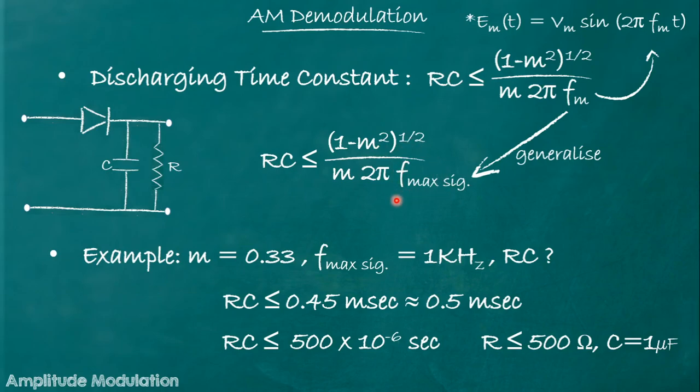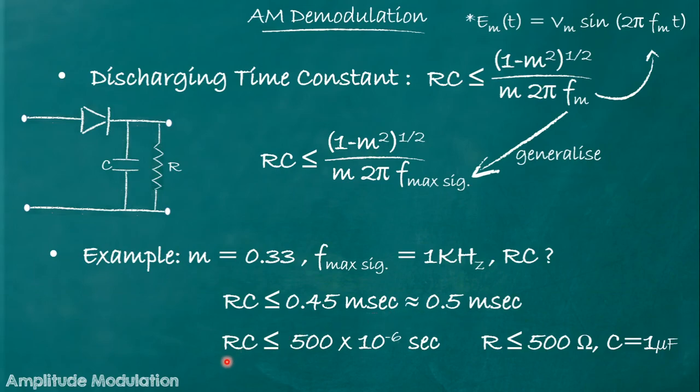So let us take one example. In our example, the modulation index is 0.33 and f max of the signal is 1 kilohertz. Then what should be the value of RC? In this example, we will use this formula. Here, m is given as 0.33 and f max of the signal is given as 1 kilohertz. If you put these two values into this equation, you will get the answer RC must be less than or equal to 0.45 millisecond, which is approximately equal to 0.5 millisecond.